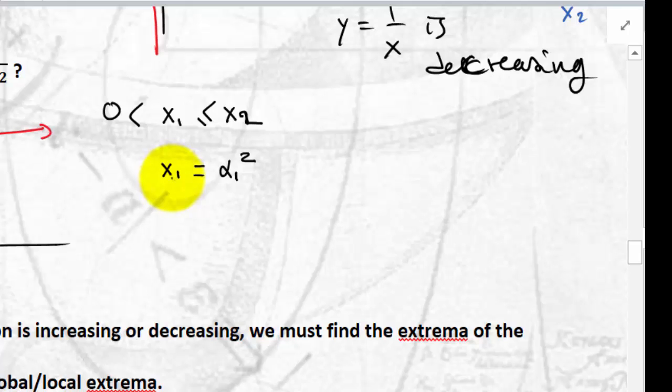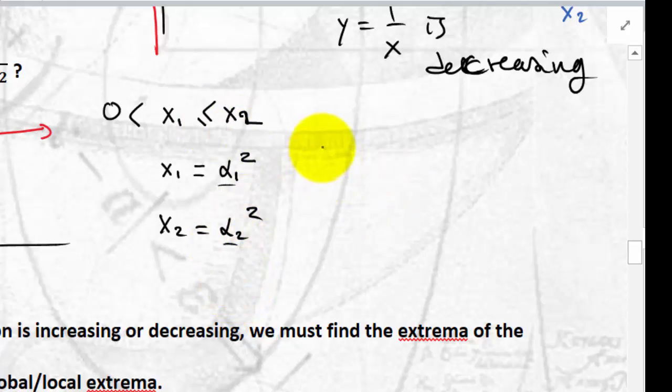A real number always has a square root. Actually, it has two square roots, but one of them is positive, okay? And that's the square root right here. And x2 is going to be the square of another real number, okay? Because they are both positive, both square roots, alpha 1 and alpha 2, will exist, all right?